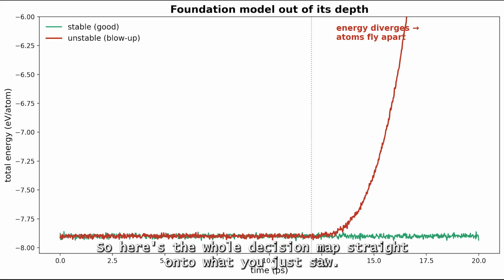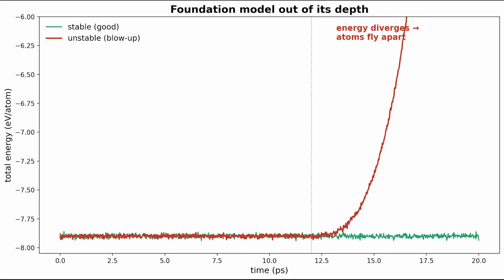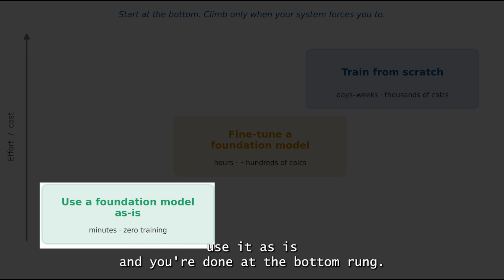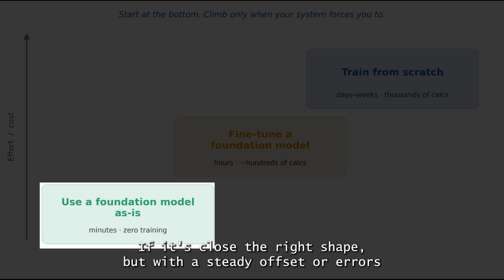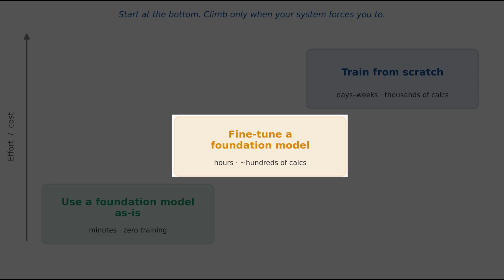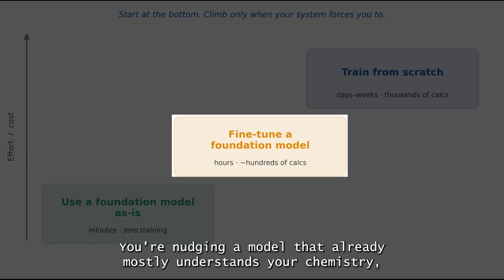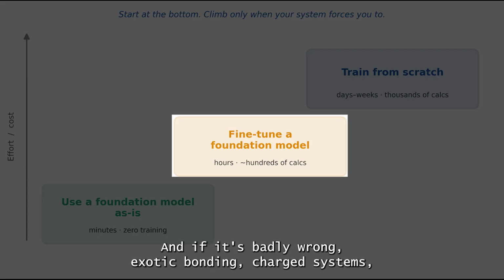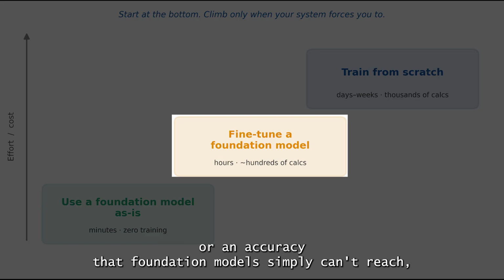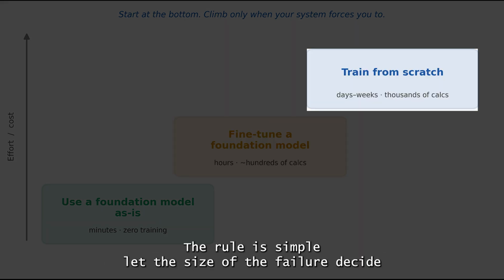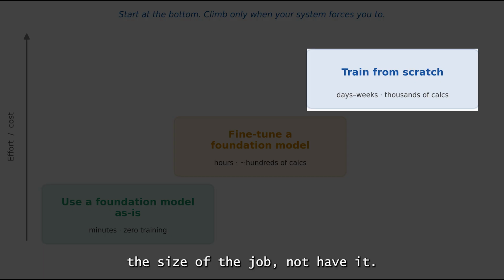So here's the whole decision, mapped straight onto what you just saw. If the foundation model is accurate and stable on your system, use it as is, and you're done at the bottom rung. If it's close, the right shape, but with a steady offset or errors that are just a bit too large, then you fine-tune. You're nudging a model that already mostly understands your chemistry, and that takes only a small fraction of the data. And if it's badly wrong, exotic bonding, charged systems, or an accuracy that foundation models simply can't reach, then, and only then, you train from scratch. The rule is simple: let the size of the failure decide the size of the job.